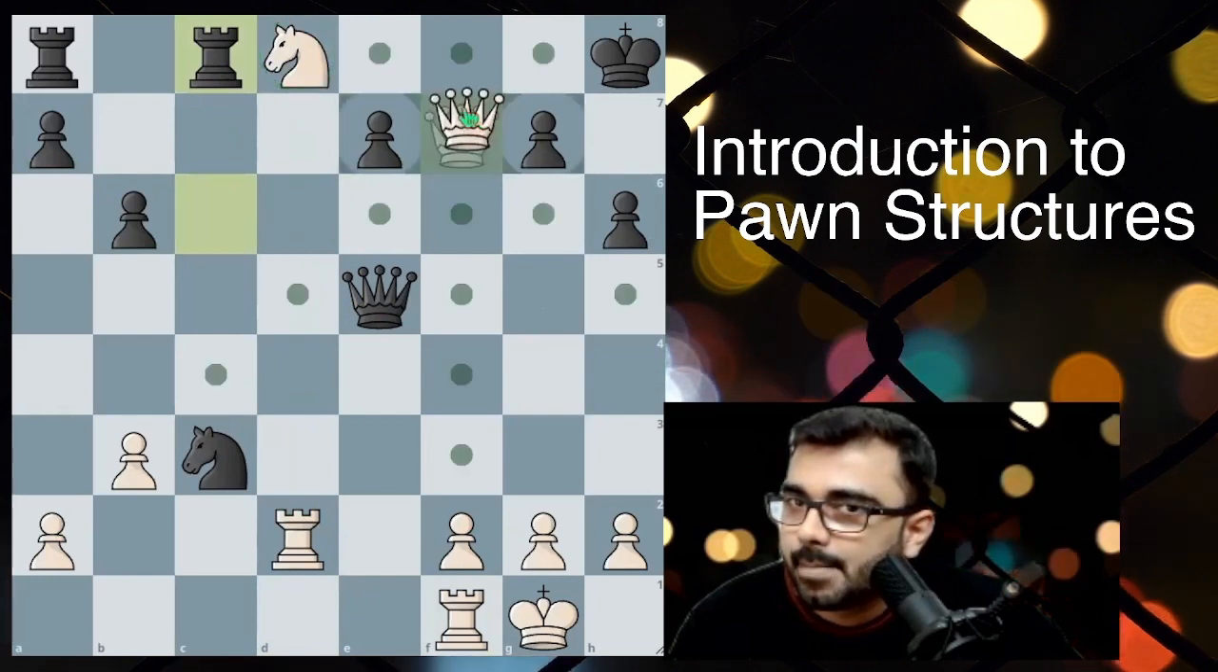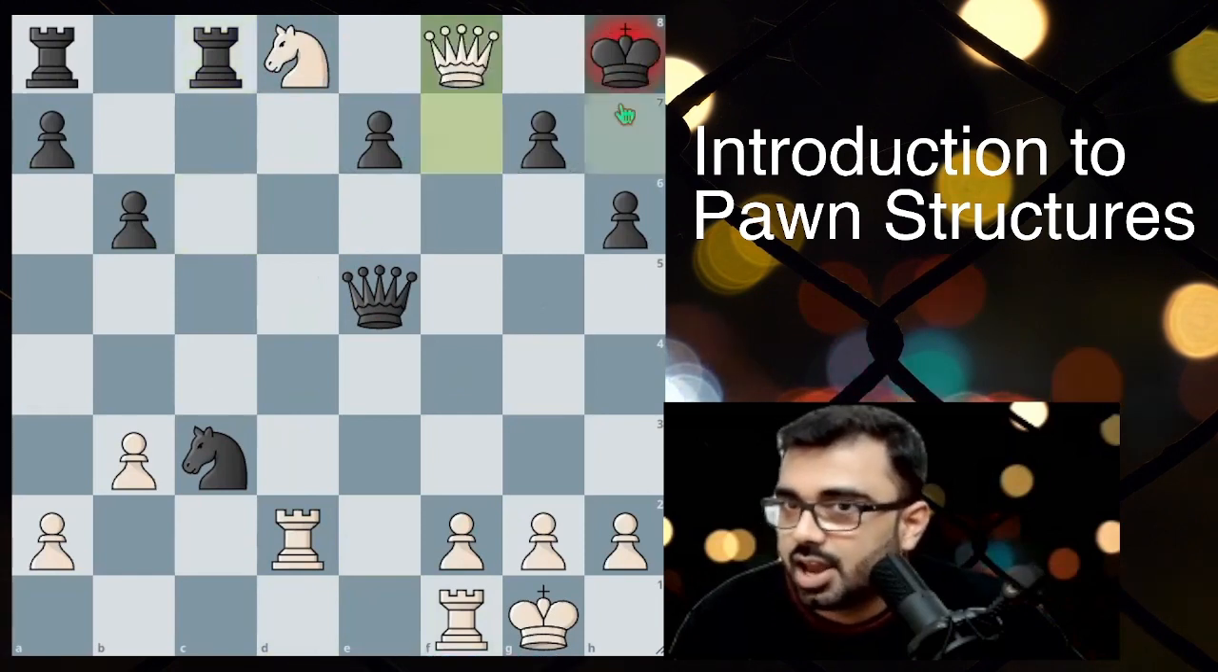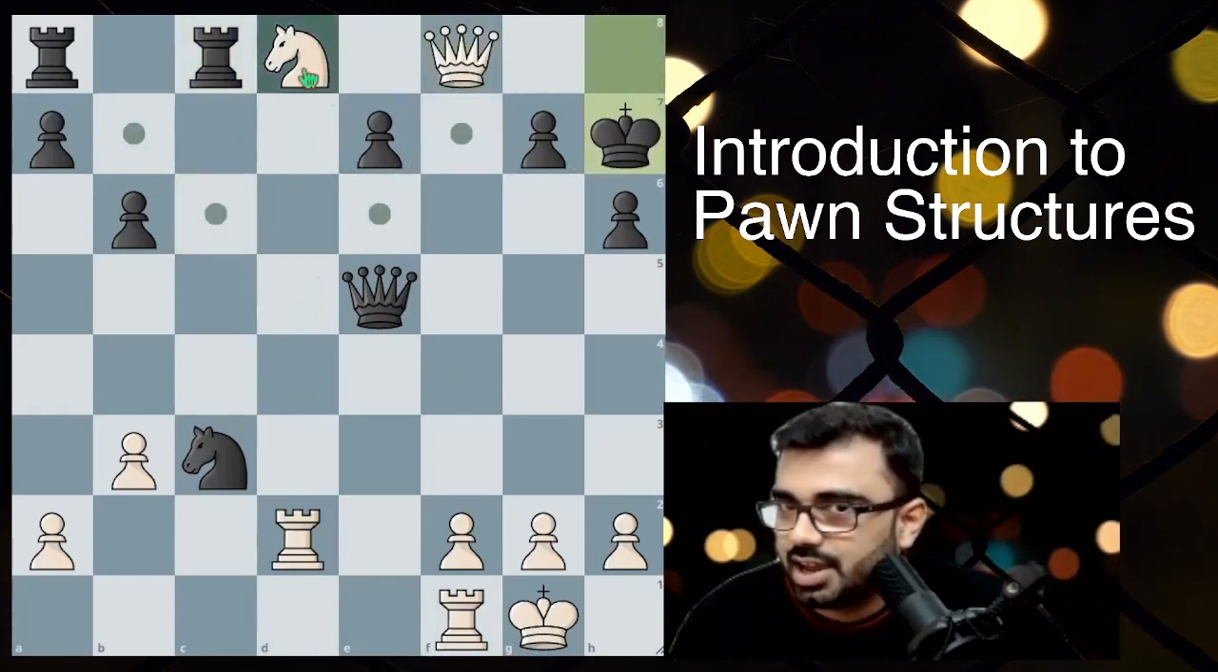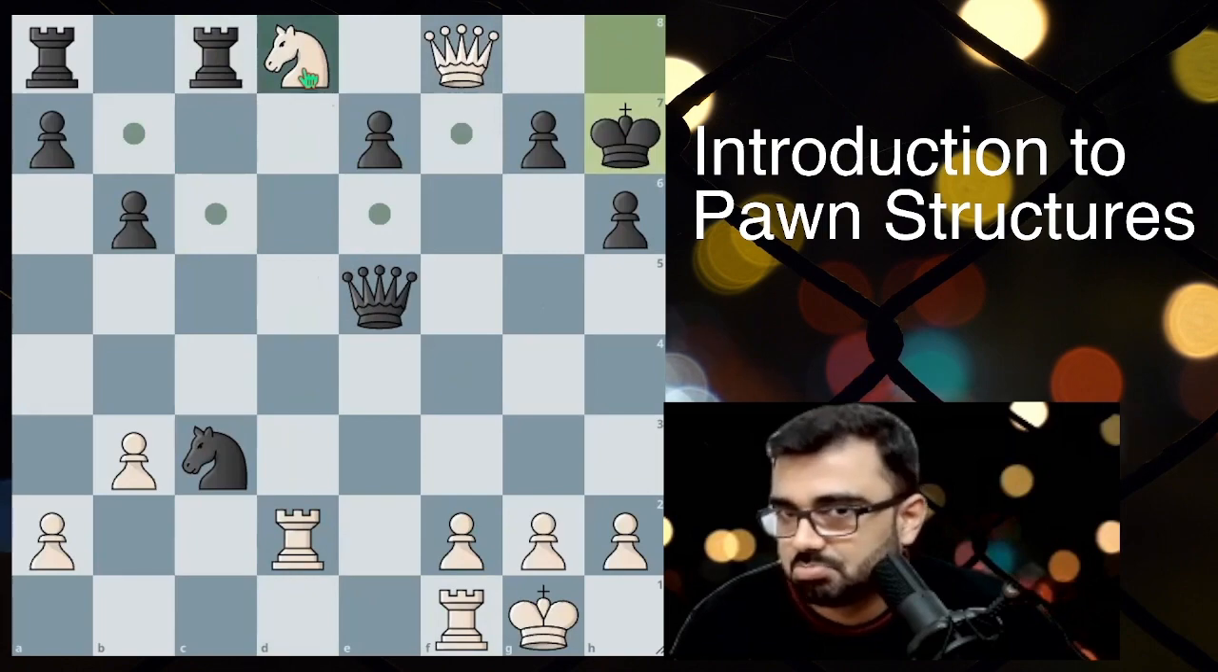Queen f8. Queen f8, okay. And now he goes here. Very good. Now use the knight. Sir, if he captures with the rook, he'll capture with the rook. And if he captures with the other rook, he'll capture.